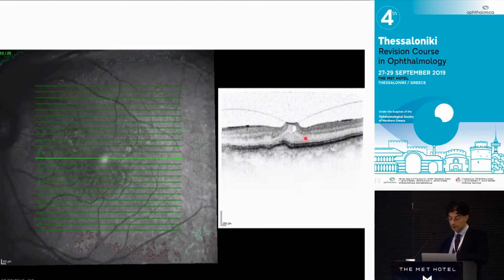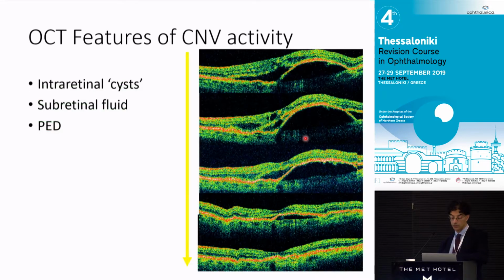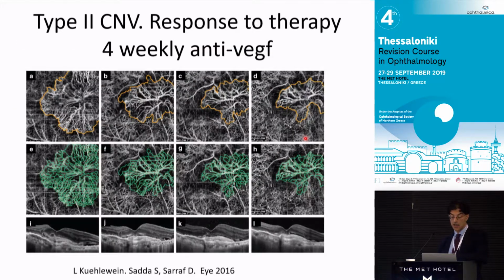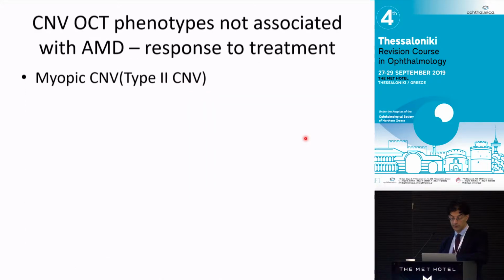Obviously, vitreomacular traction. We know about the features of injections, which is sub or intraretinal fluid. We'll talk about that next. And I'll probably leave it there because my colleague's going to talk about myopia. So any questions about features of imaging for AMD or CNV?